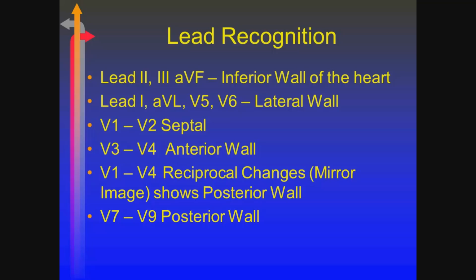And then you need to look at what we're going to call reciprocal changes, which are mirror images. Instead of seeing ST elevation, I see ST depression on opposite sides. Because the posterior wall, unless we're doing a posterior EKG, we're never going to pick up on it, because you can't see that wall in the standard 12 lead. You have to do some extra stuff.